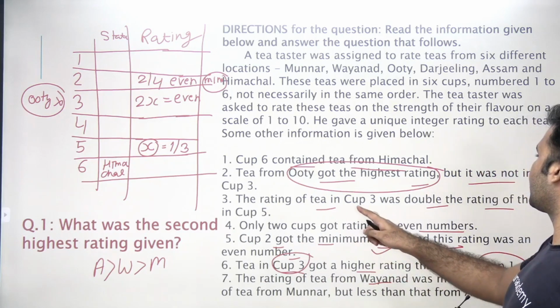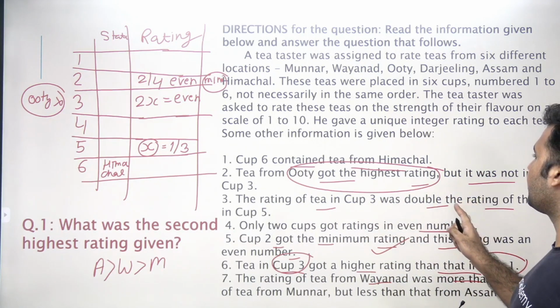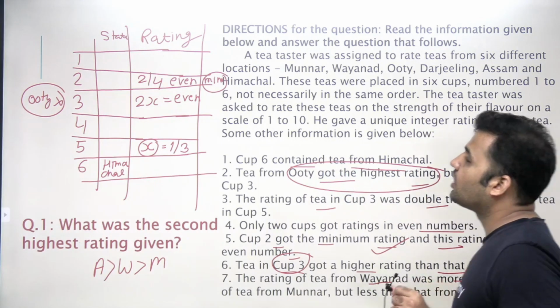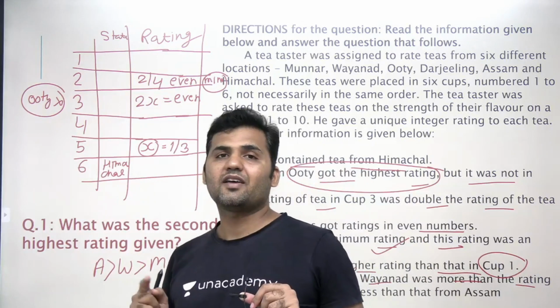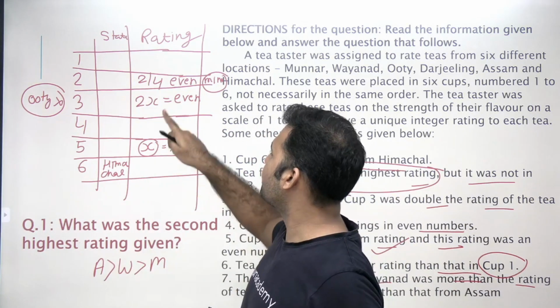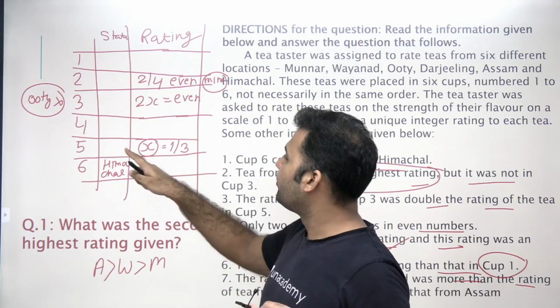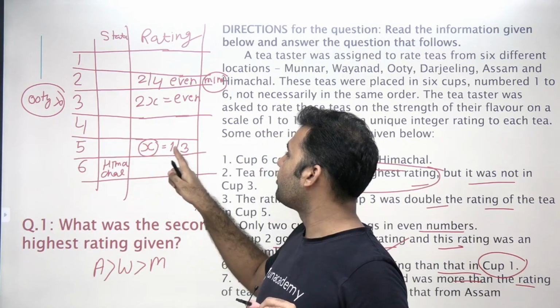The rating of tea in cup 3 was double the rating of tea in cup 5. Tea from Ooty got the highest rating, but it was not in cup 3. So cup number 3 is not having the highest rating, so I cannot put the value of 10 here. So therefore the only possibilities for cup number 5 are the ratings 1 and 3.